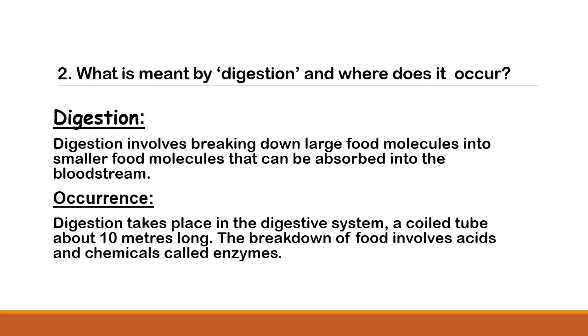2. What is meant by digestion and where does it occur? Digestion. Digestion involves breaking down large food molecules into smaller food molecules that can be absorbed into the bloodstream. Occurrence. Digestion takes place in the digestive system, a coiled tube about 10 meters long. The breakdown of food involves acids and chemicals called enzymes.